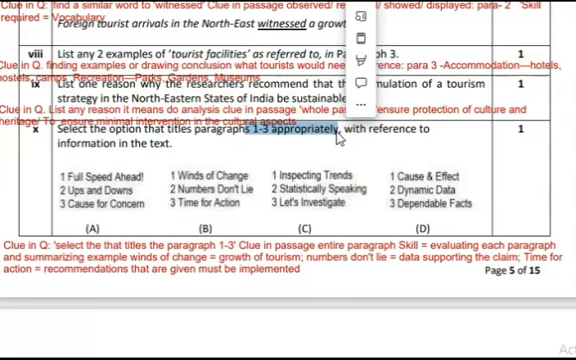Numbers don't lie will be the summary of the second paragraph, because a lot of data have been presented in it that establish the fact that the growth of tourism in that part of the country is happening. And the third paragraph is talking about what recommendations or what facilities should be improved so that more and more tourists can visit the states, visit the region, and therefore it is time for action.